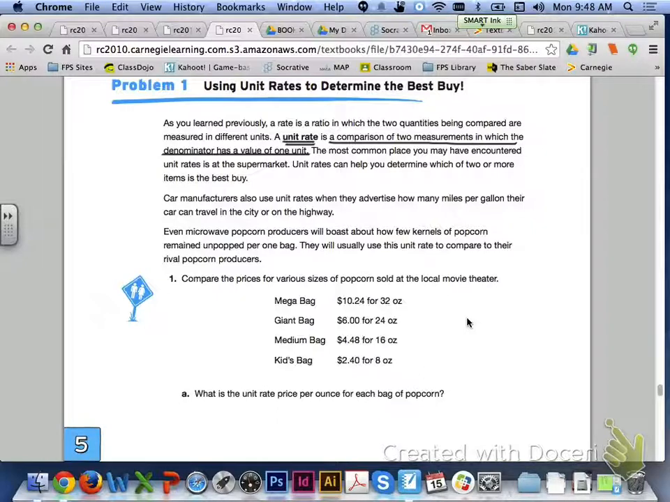Car manufacturers also use unit rates when they advertise how many miles per gallon their car can travel in the city or on the highway. Even microwave popcorn producers will boast about how few kernels of popcorn remained unpopped per one bag. They will usually use this unit rate to compare to their rival popcorn producers.